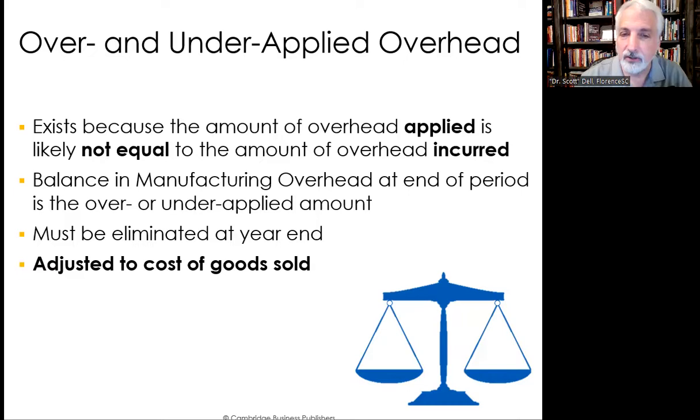So again, we're either underapplied or overapplied. We either applied too much or applied too little. And then we have to adjust. We eliminate it at year end, and we wash it out, or adjust it directly to cost of goods sold, the difference in that overhead account.